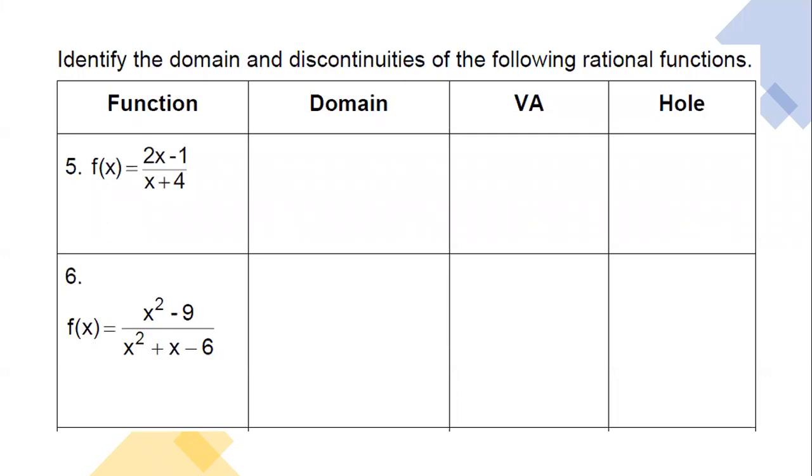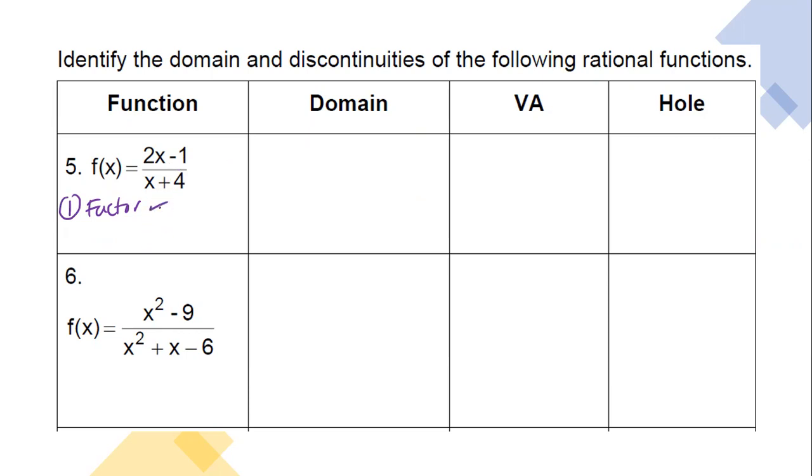F of x equals 2x minus 1 over x plus 4. And it wants us to describe domain and discontinuities. Okay. So the first thing you want to do is make sure that your numerator and denominator are fully factored. Are they fully factored? Yes. They are fully factored. 2x minus 1.